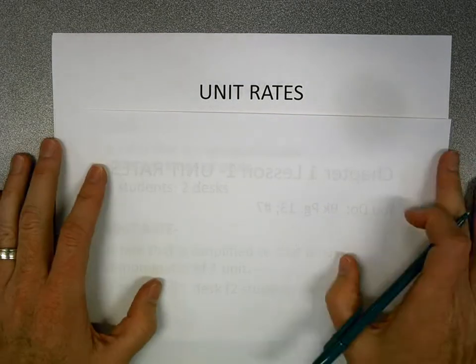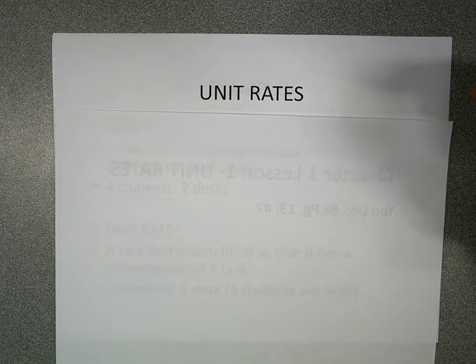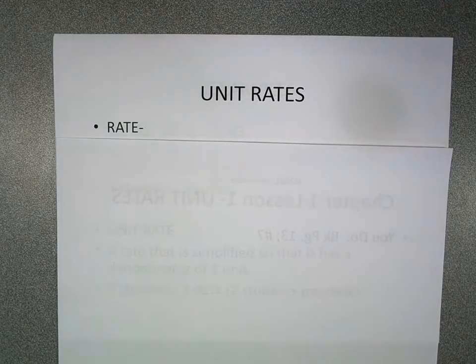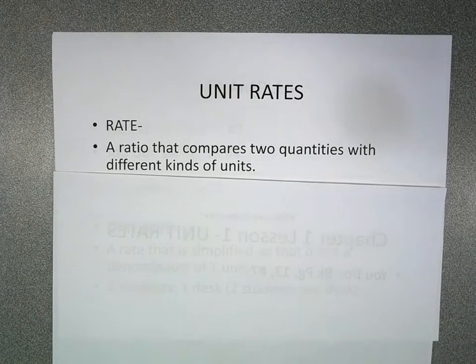Okay, so our very first lesson, guys, on chapter 1 is on something called unit rates. So we have two vocab words or phrases that we're going to talk about. Here's the first, okay? The word is rate. Everyone? Rate. All right, so here's what the book says a rate is. It's a ratio that compares two quantities with different kinds of units. A ratio that compares two quantities with different kinds of units.